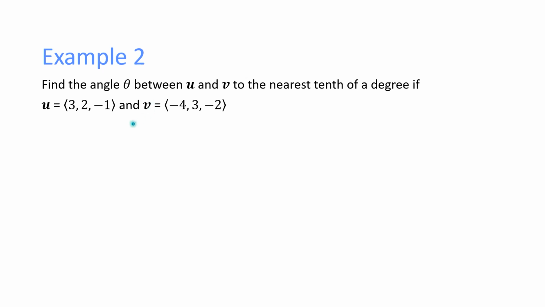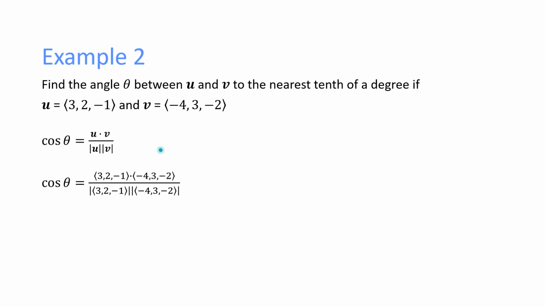Example 2. Find the angle theta between U and V to the nearest tenth of a degree if U equals 3, 2, -1 and V equals -4, 3, -2. We have introduced you to this formula: cos theta equals U dot V divided by magnitude of U times magnitude of V. We will now use substitution to build this further. U dot V is 3, 2, -1 dot -4, 3, -2, divided by the magnitude of U, which is the magnitude of 3, 2, -1, and the magnitude of V, which is -4, 3, -2.